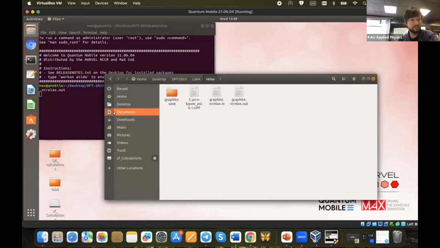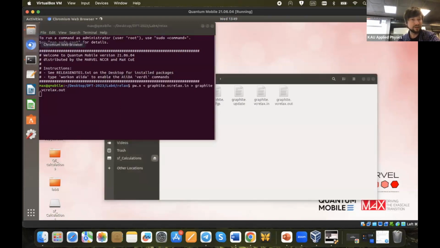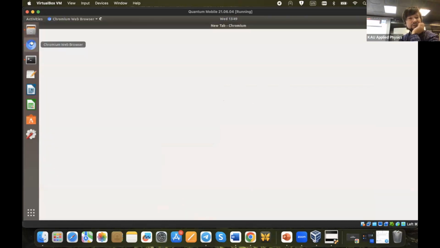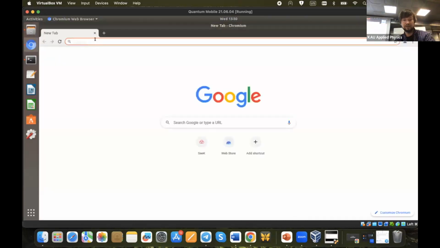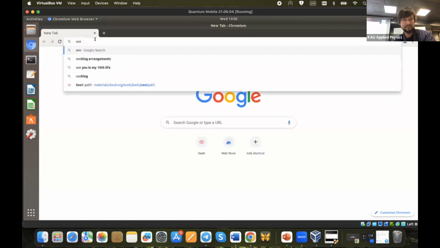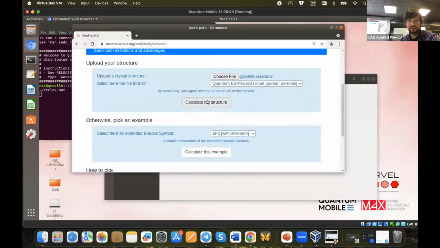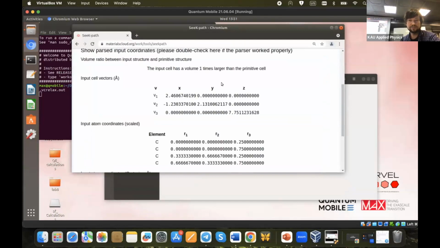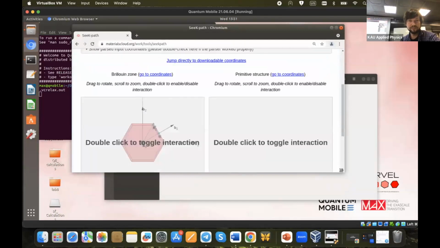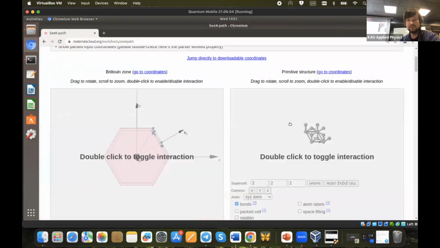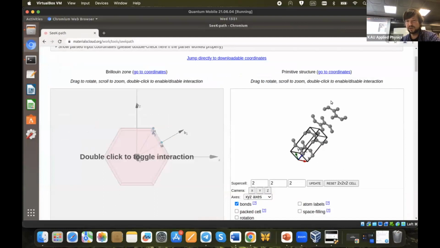Okay, but before that, how can we check if we made everything correct? We can check it with SeeK-path. Calculate my structure. And what do we see here? Here I see graphite. Here it is. So it's okay. All these hexagonal things.